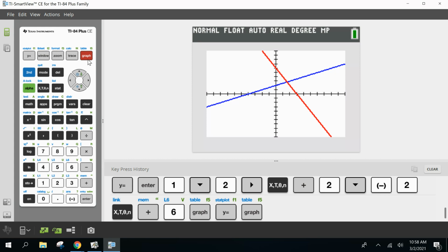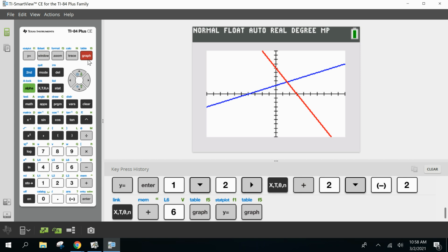Anybody else? Yep, Quincy. Oh, I had the same error. Yep, get that plot off. You don't want that plot highlighted, for whatever reason it was highlighted. We're good. Anybody else?